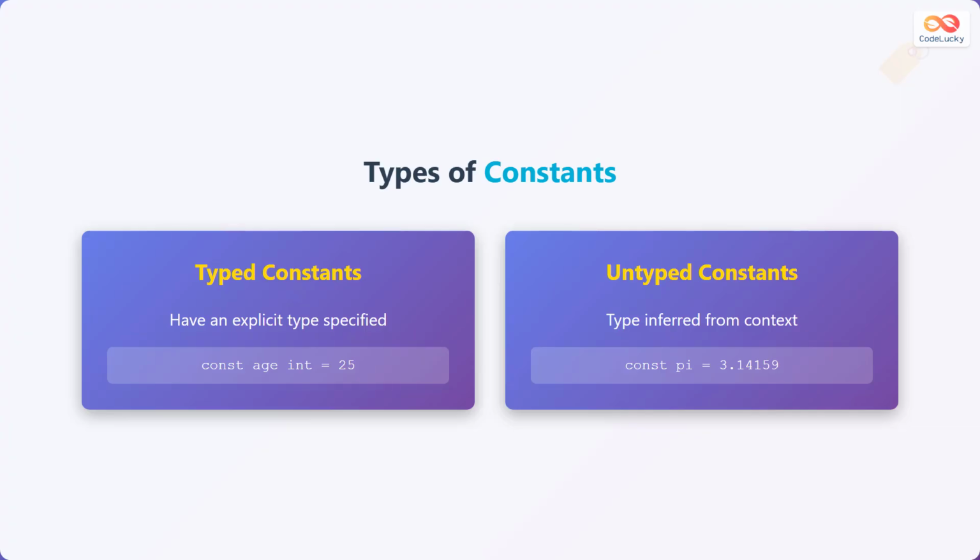Untyped constants, on the other hand, have their type inferred from the context in which they are used. For example, const pi = 3.14159. In this case, the type of pi is inferred to be a floating point number based on the value assigned to it.